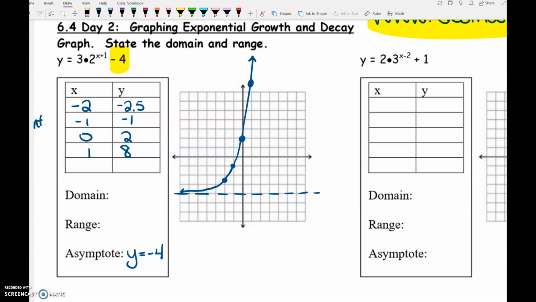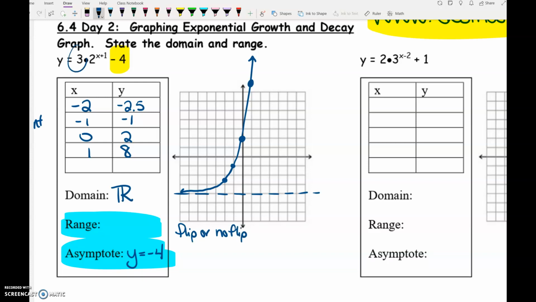So there's our graph. The domain is the easy part. Domain is all real numbers. Your range is tied to your asymptote. For your range, I want you to think about, was there a flip or no flip? A flip happens if there's a negative in front of the number before the thing that's raised to the exponent. So this one has no flip. If there's no flip, it's going to be y is greater than whatever your asymptote value is. So our range is y is greater than -4.